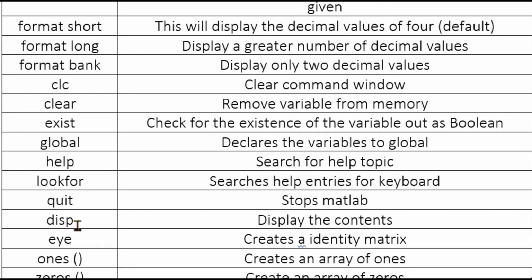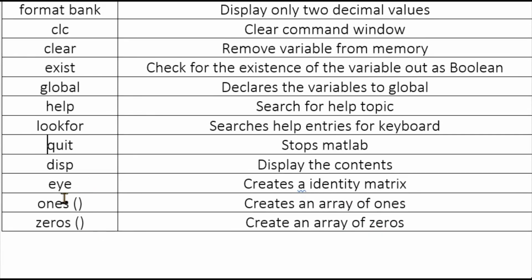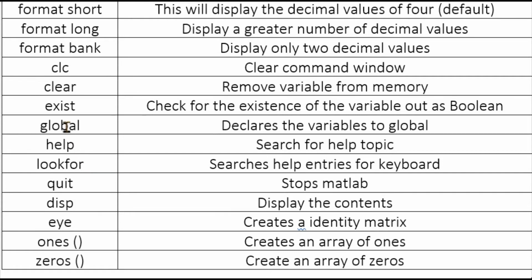After that, disp means it will display the things. eye means it will create an identity matrix. These three will be important for Matlab. And ones means it will create a matrix with all ones. Zeros means it will create an array with all zeros. Matrix and array are both the same. And then we will discuss these things in Matlab. Let's go.